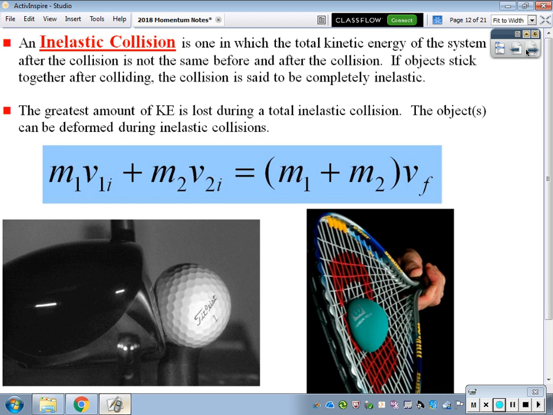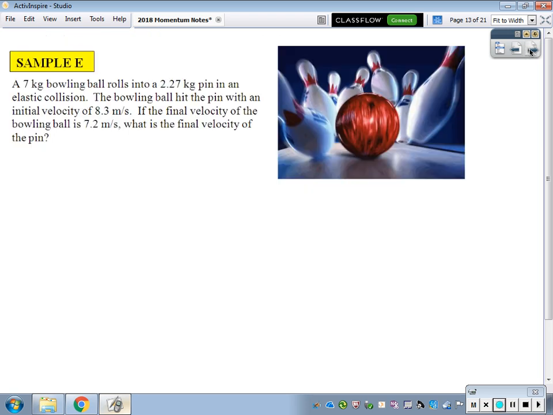Okay, when we only have that one final velocity, our best way to understand what we have to do is just jump on in. So we're going to do 3 relatively quick sample problems, and be good to go.